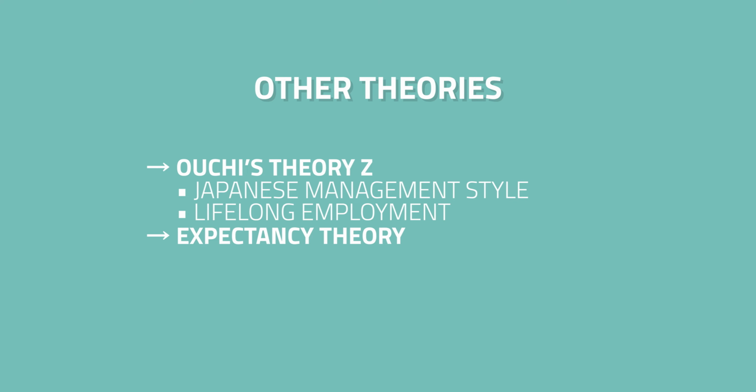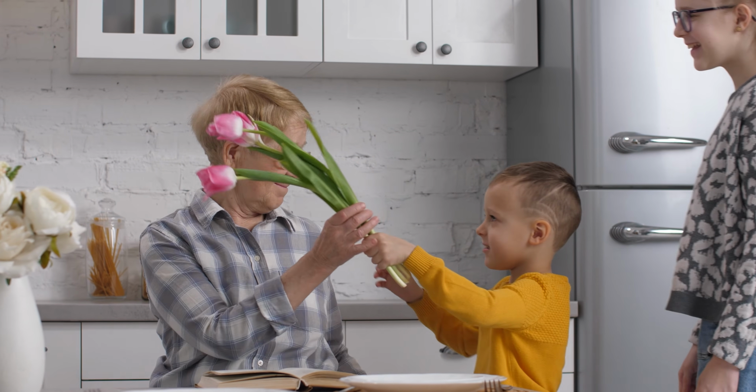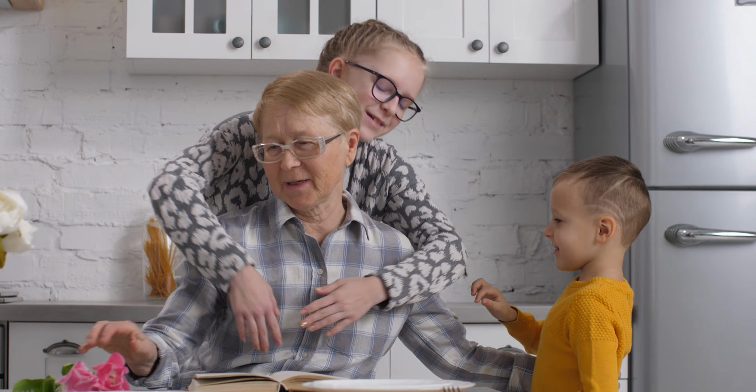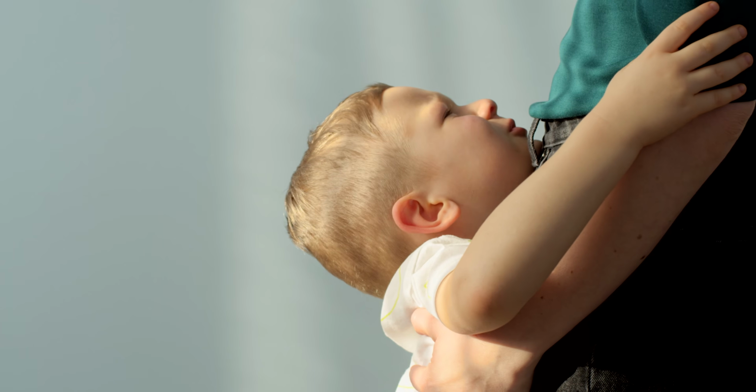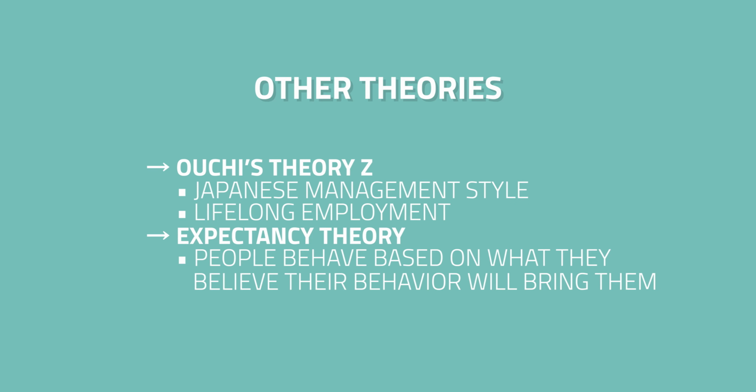The expectancy theory is that people behave based on what they believe their behavior will or will not bring them. Now, the reason I mention children is because you ever notice your kids act a little different around grandma than they act around you? Because they know grandma is going to treat them differently. So that expectancy theory is the same in your work environment. You have some managers you can behave a certain way with, and other managers who are totally different in their approach. That's the expectancy theory.